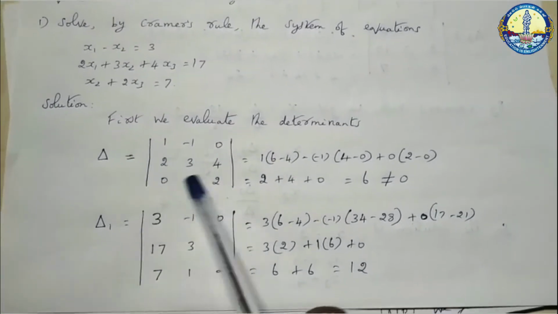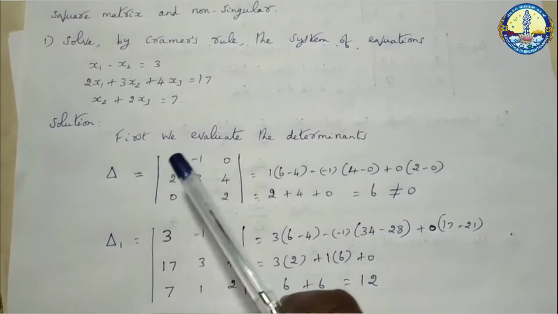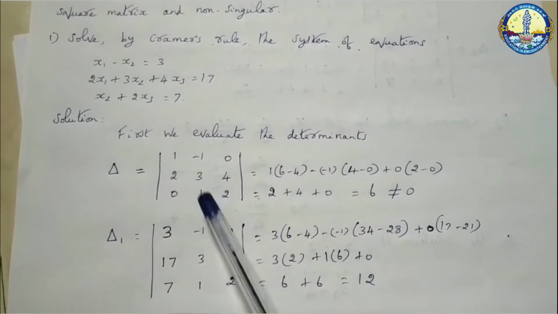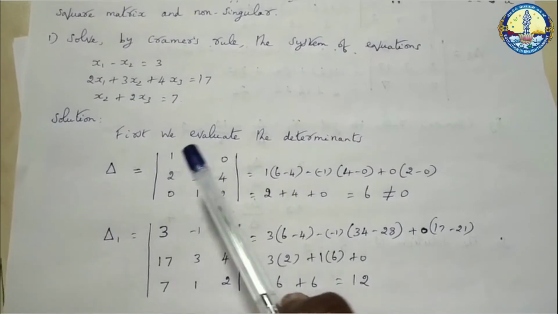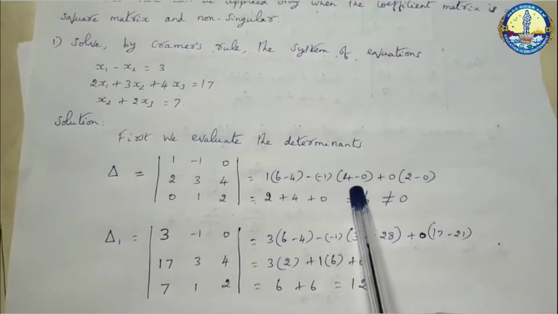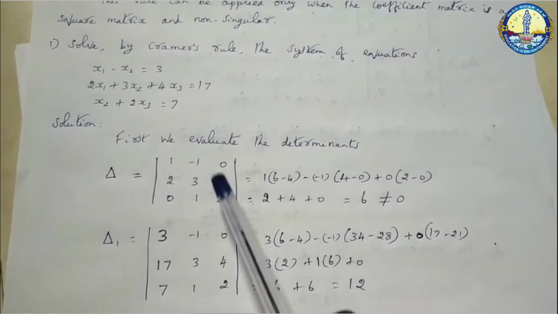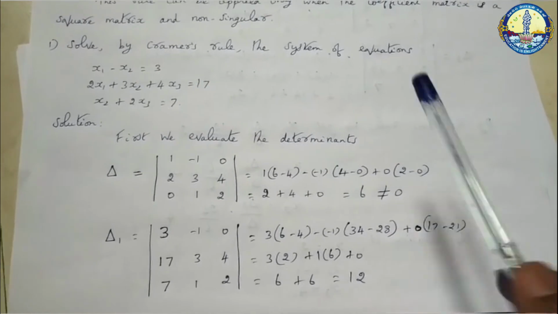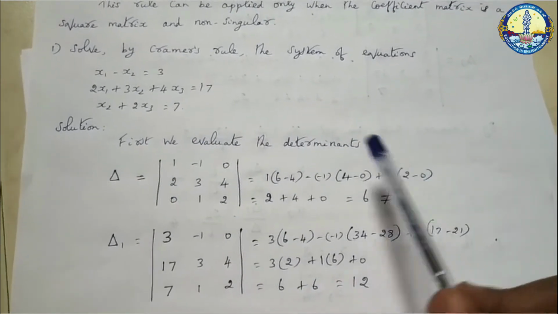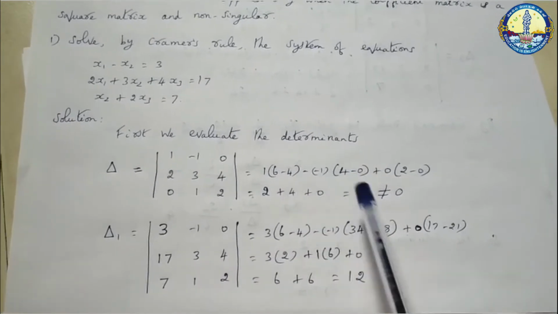First, find the determinant of this matrix. So 1 into 3 3s are 9... 3 2s are 6, 4 1s are 4, 6 minus 4, so minus there, so minus into minus 1, 2 2s are 4 minus 0, so 0 is there, so obviously 2 into 2 is 4, 0. 0 into anything is 0, that is 2 1s are 2, so 0. So 6 minus 4 is 2, so 4, 0, equal to 6.